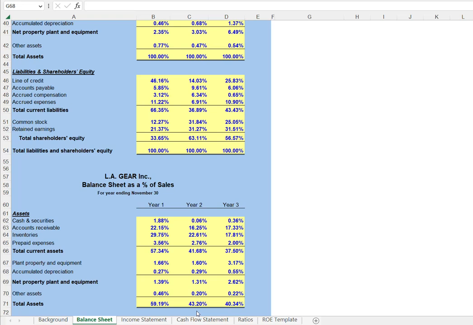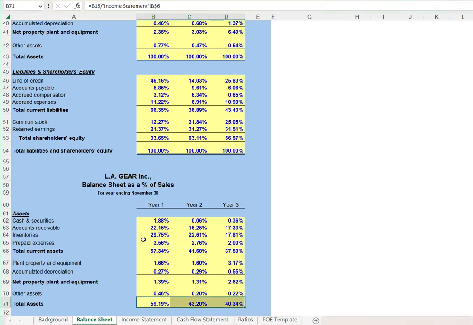What exactly is this telling us? Back in year one, we had 59 cents in assets to generate $1 in sales. In year two, we were generating $1 in sales with 43 cents in assets. In year three, it's only taking 40 cents in assets to generate $1 in sales. So we can see we've become more efficient at generating sales with our assets.